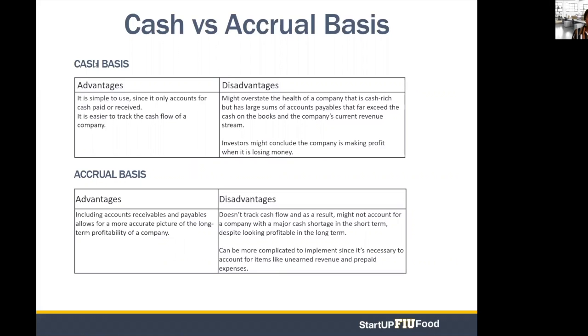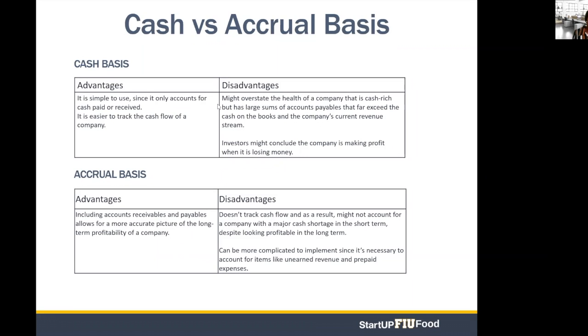Some of the disadvantages, as we mentioned, it might overstate, or like I said in the example of the entrepreneur I was working with, it might understate the health of a company that is cash rich but has large sums of accounts payable that far exceed the cash on the books. Now that's for big businesses who are likely getting inventory on, not on IOU, but basically getting inventory on an account and then they pay them back later. That's probably not really anybody here who would have that issue.